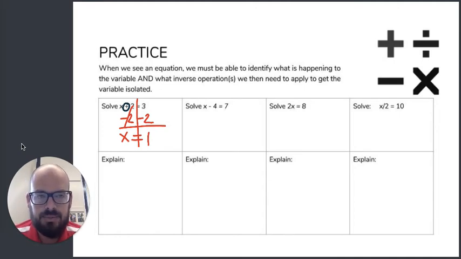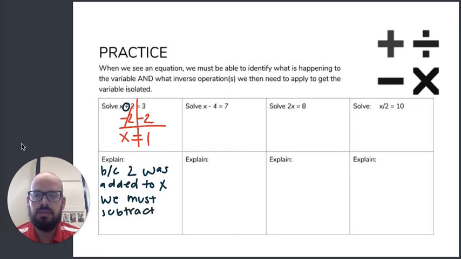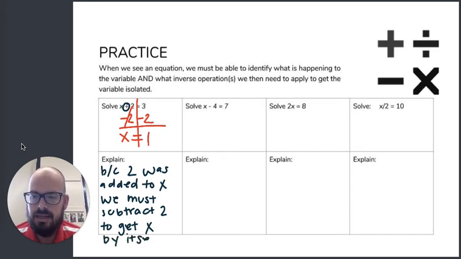So now let's write out an explanation, and this will help cement this idea into your head. So what was my explanation? Because 2 was being added to x, okay, something is happening to x. Because 2 was added to x, I have to, and what's the inverse? Subtract. We must subtract 2 to get x by itself. And if you remember from the scales, the idea was to get that unknown by itself so we know how much it weighed, so we know what its value is. Okay? So there's my explanation.